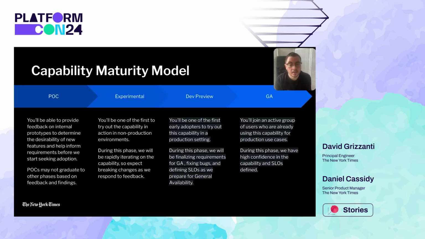Lastly, in our phase of working towards GA, we introduced a capability maturity model, which is heavily inspired by Google's maturity model. It's a way for us to describe how capabilities evolve from original POC demo all the way to general availability. And this is really great because it sets clear expectations for our users on the level of support, self-service, risk that they would adopt based on the phase of where the capability is.